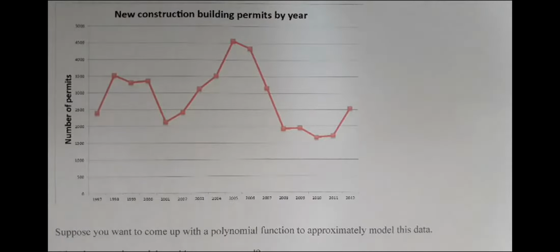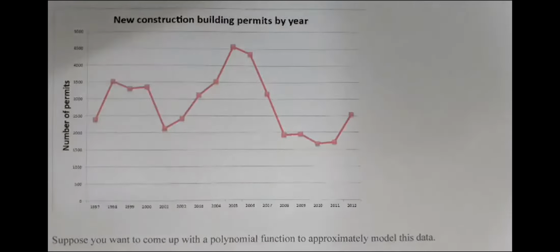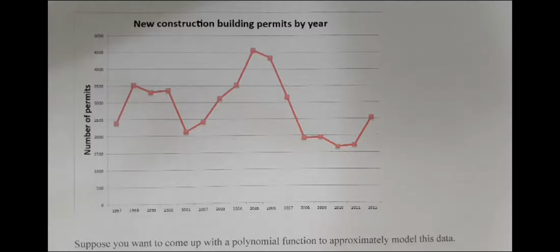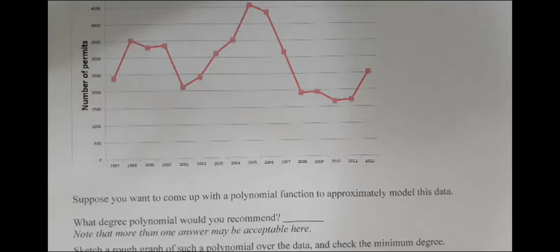So now they want to give us a sort of word problem and put our newfound knowledge to use a little bit with an application. So new construction building permits per year, and X is the year, Y is the number of permits. Suppose you want to come up with a polynomial function to approximately model this data. What degree polynomial would you recommend?